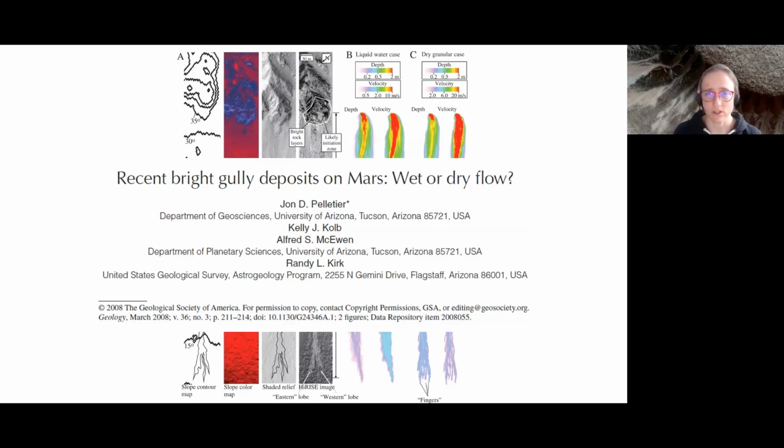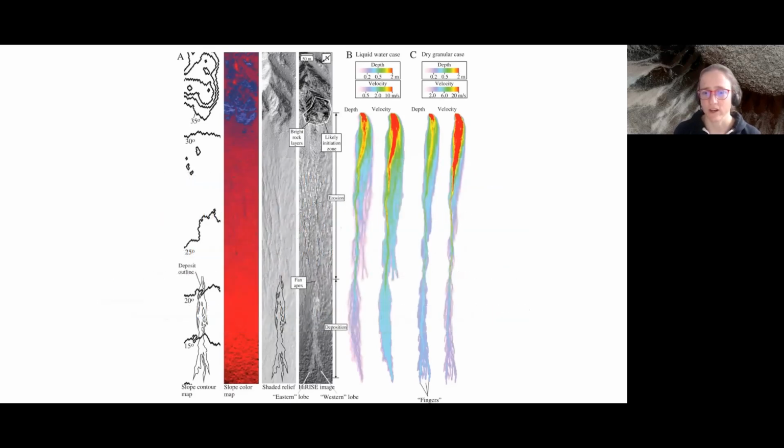These are the modeling results where they model both dry granular cases and the liquid water case. The morphology of the dry gully flows is a lot more similar to the morphology of the bright deposits than the water flows. So these could just be dry mass wasting deposits, and they don't need anything special or any liquid water. So these could just be modifications of the gullies after they initially formed, rather than the actual formation mechanism. These activities may be nothing to do with the formation of a gully in the beginning.